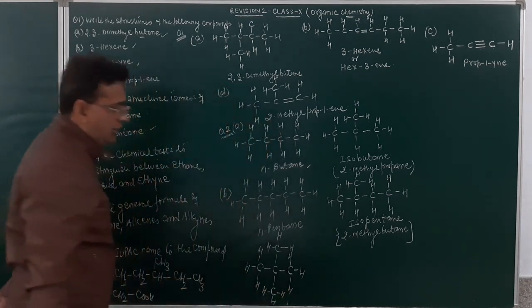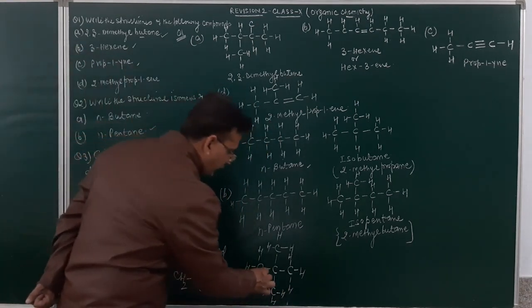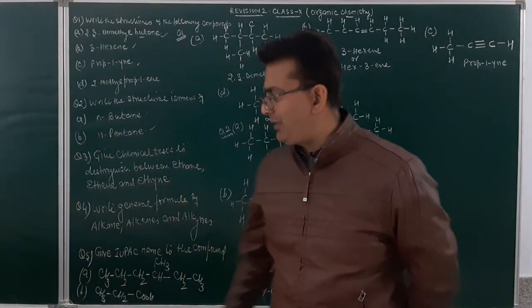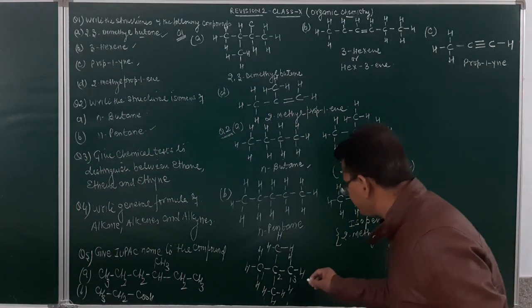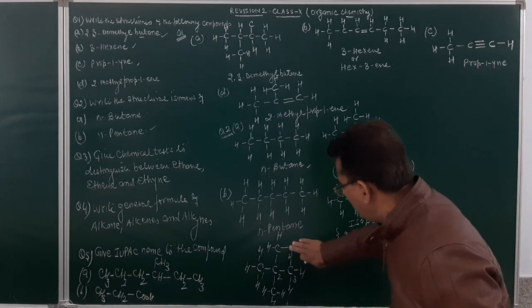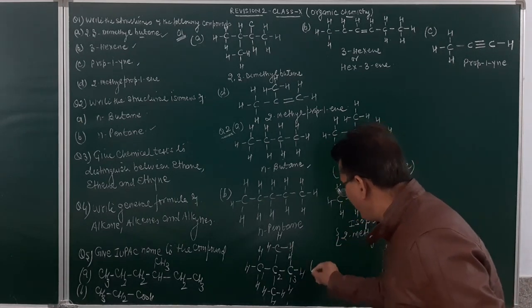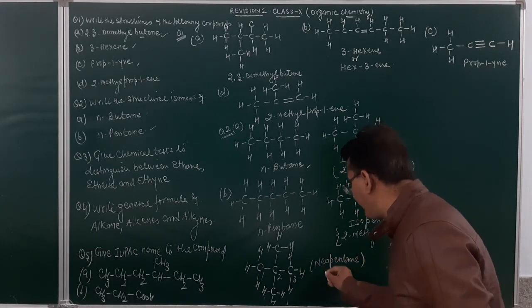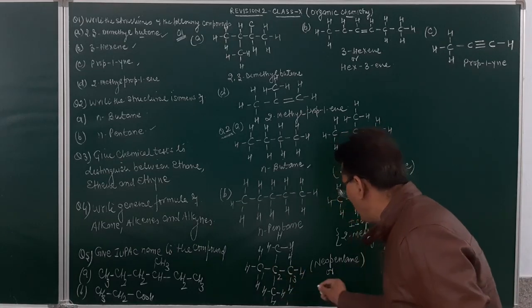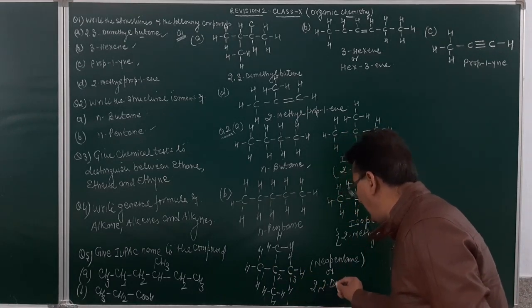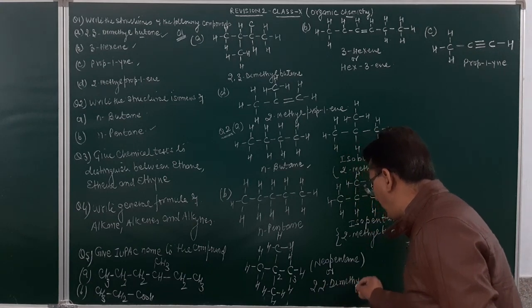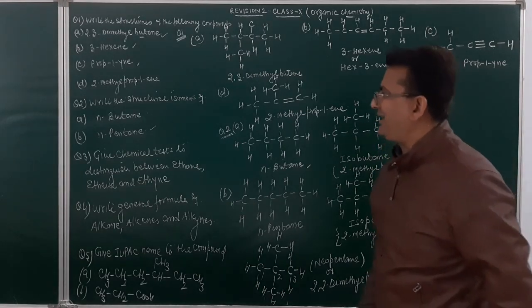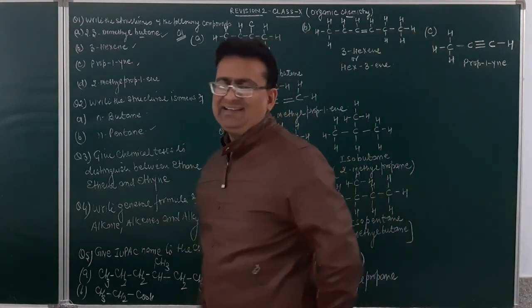Just see over here, students. On the second carbon atom, how many methyl groups are present? 1, 2, 3. So this will be 2,2-dimethyl propane, or we may call it as neopentane. I think I shall be very clear. This is neopentane. So on the second carbon atom, the 2 methyl groups are present. So name of this will be given as neopentane, or 2,2-dimethyl propane. So neopentane or 2,2-dimethyl propane. So I hope this must be very clear.